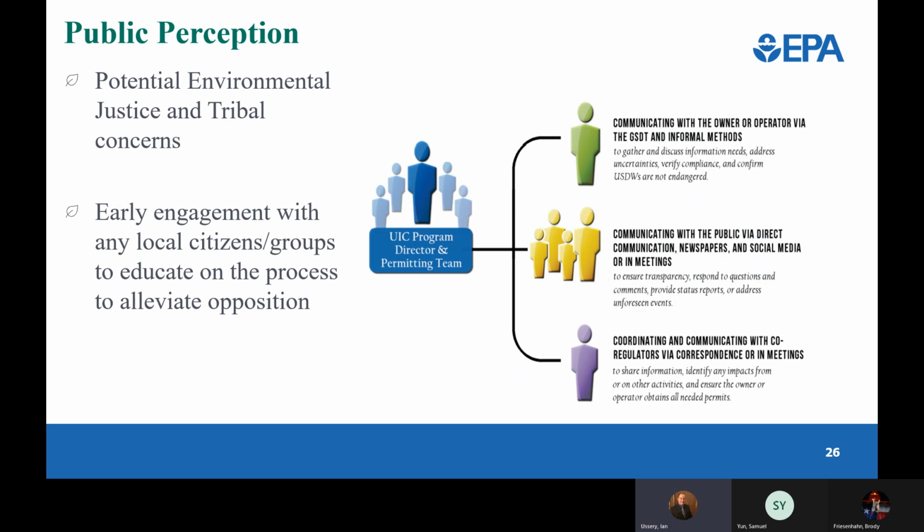Also, a component that all applicants should take very seriously is the public perception aspect of a Class 6 project. Environmental justice concerns and tribal concerns have definitely taken more of a front stage aspect of the Class 6 projects. If any portions of the AOR are in disadvantaged communities, you as an applicant need to compare maps of your AOR to maps of known disadvantaged communities and facilities that may adversely be affected.